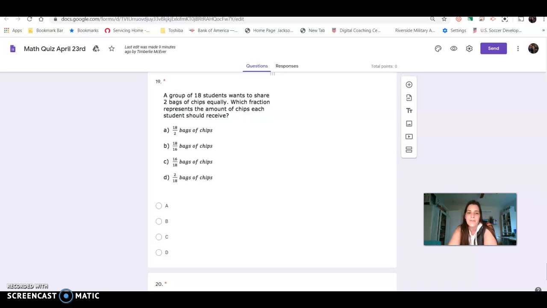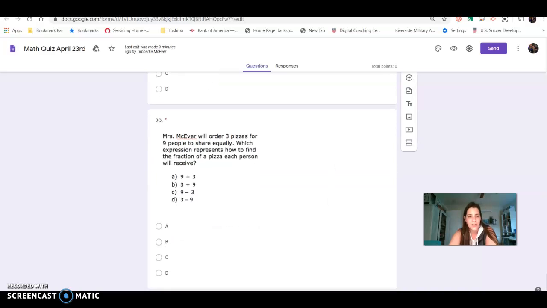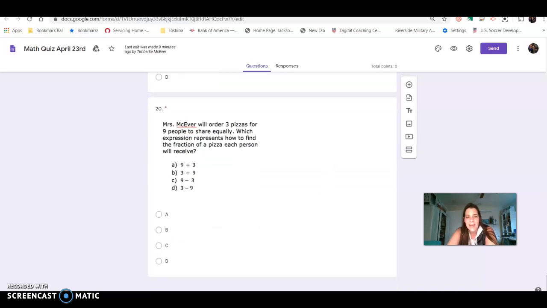19. A group of 18 students wants to share 2 bags of chips equally. Which fraction represents the amount of chips each student should receive? 20. Mrs. McEver will order 3 pizzas for 9 people to share equally. Which expression represents how to find the fraction of a pizza each person will receive?